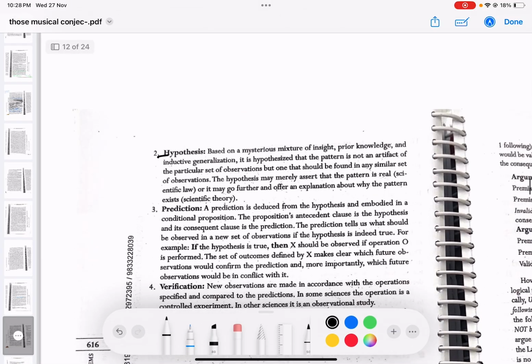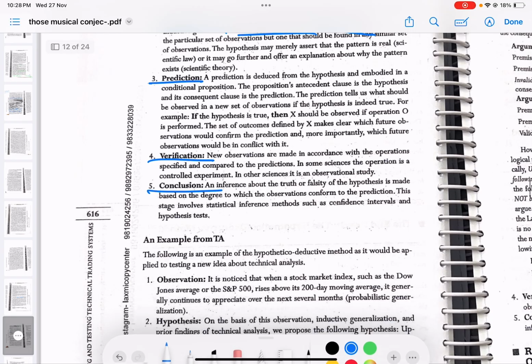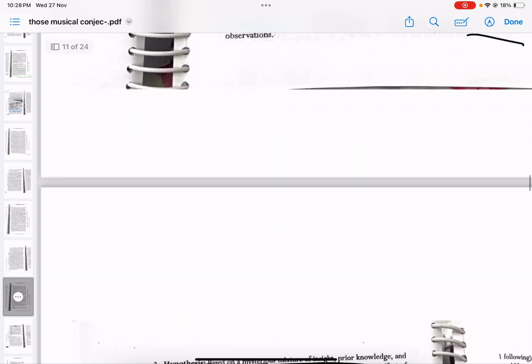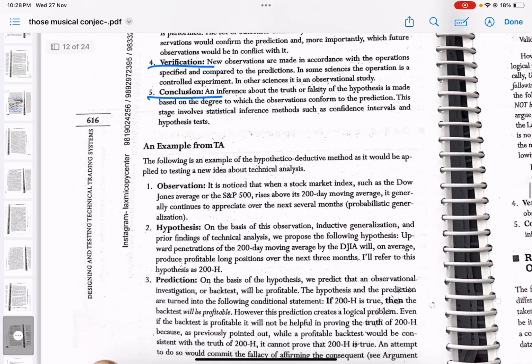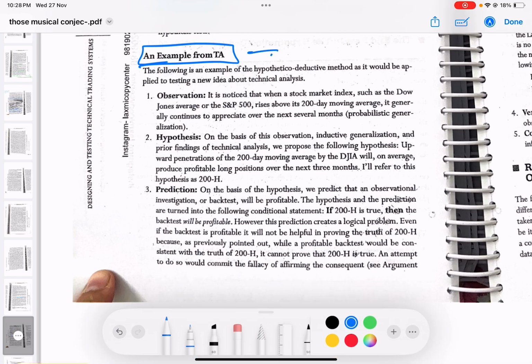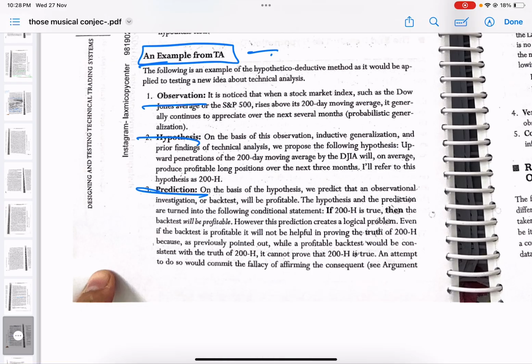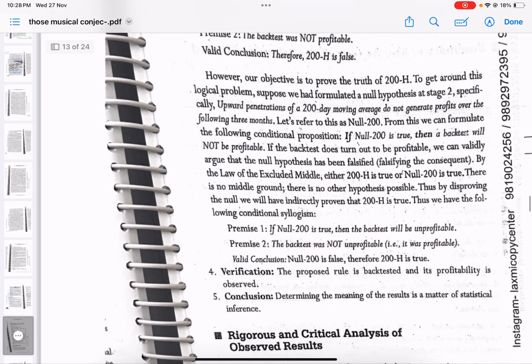So, the second stage is hypothesis. Besides a mysterious mixture of insight prior to knowledge and inductive generalization, it is hypothesized. So after observation, you are creating a hypothesis, and then you are doing some sort of prediction, and then you are going to verify the data, and then you are going to conclude from the data. So this is how you do it: observation, hypothesis, prediction, verification, and conclusion. Now, this is how you basically take an example of the hypothetical deductive method: observation, hypothesis, prediction, then you have verification, conclusion.